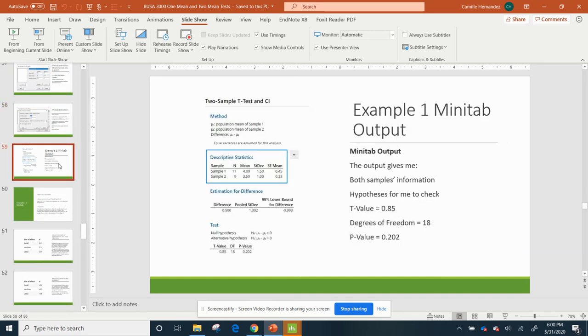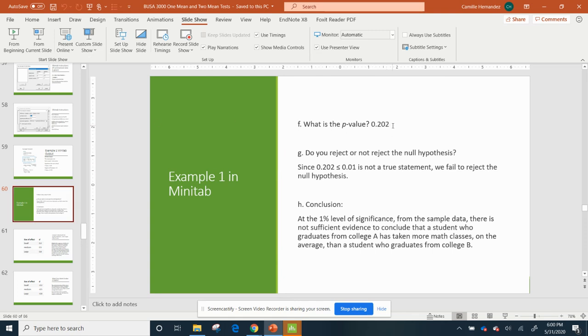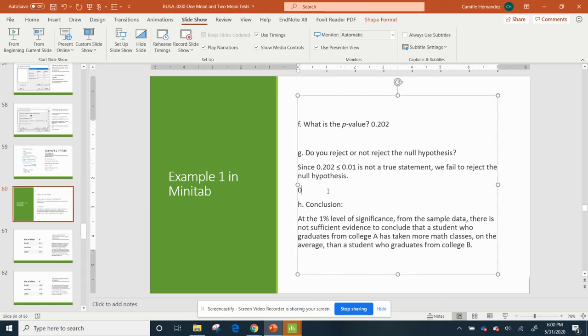All right, so I have all my output, which is great. But remember, my last question was, what was my p-value? So my p-value was 0.202. The next part: do you reject or not reject the null hypothesis? Since 0.202 is less than or equal to 0.01, and that's not a true statement, we fail to reject the null. In other words, 0.202 is greater than 0.01. And if I add that other 0, you can see why. 202 is greater than 10. So I'm going to put that is true. So fail to reject the null. Okay? So that's the way to think about it.